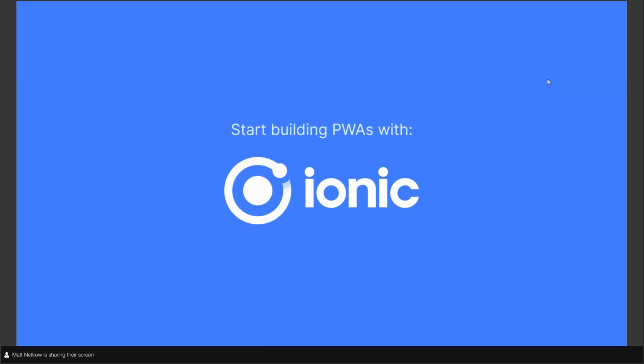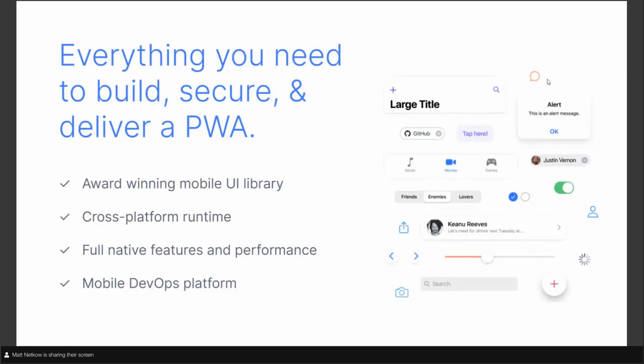Let's take a look next at what it takes to build a PWA with Ionic. What's great about Ionic and our platform is that it offers everything you need to build, secure, and deliver a PWA. We showed off Ionic Framework. Here's some more of those components on the right there. That's our award-winning mobile UI library. It works great across mobile, desktop, and beyond for reusable components, so you can focus on just building the core business logic of your app. And then we've got Capacitor, our cross-platform runtime that enables access to all the native features and performance you could ever need. That's a newer tool from us.